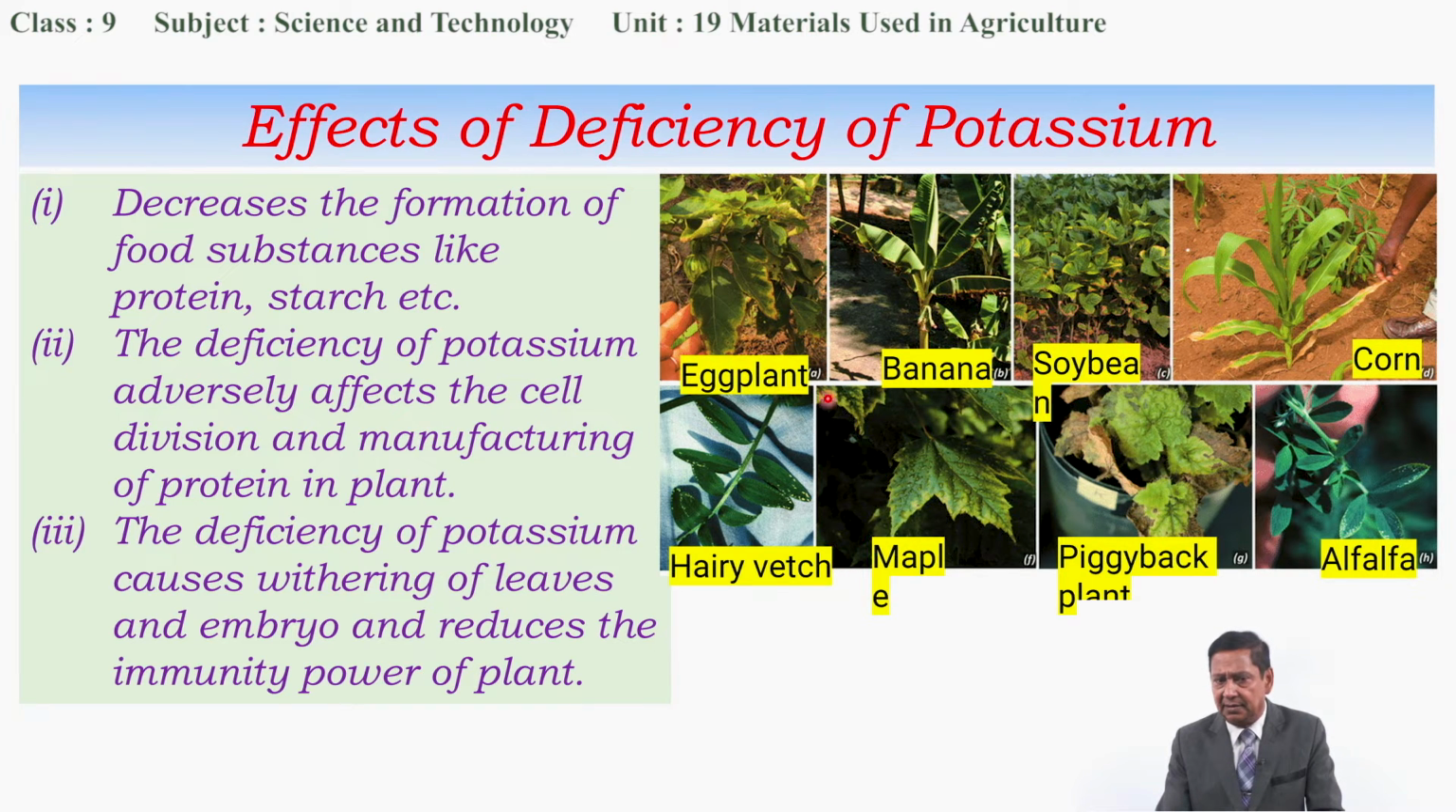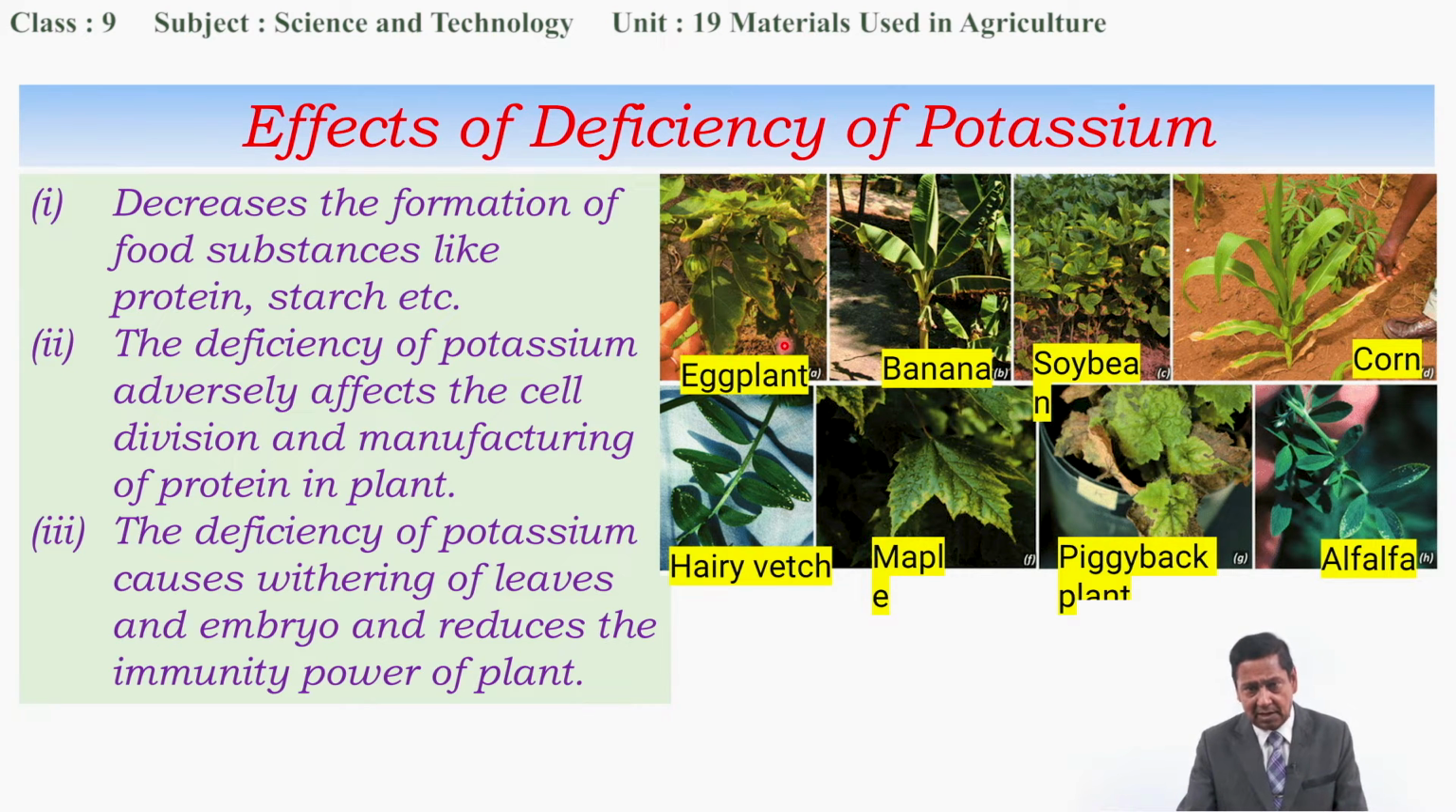This is eggplant, this is banana, this is soybean, corn, and this hairy vetch, and maple, and piggyback plant, and alfalfa. These are the plants shown here; they have a deficiency of potassium. Look at this, the corn plant is very small because of the deficiency of potassium. This banana is recognized by each and everyone. I think you have seen a banana tree. The leaves are leaning down, and this corn plant is very small.